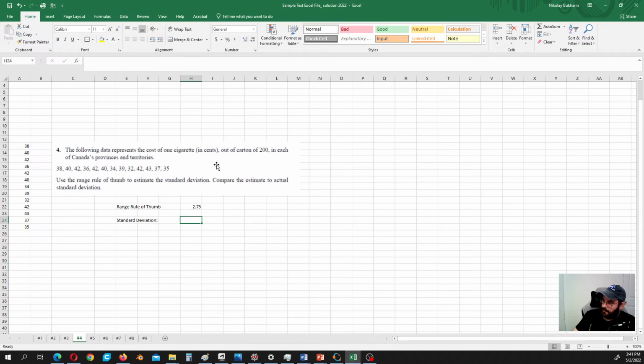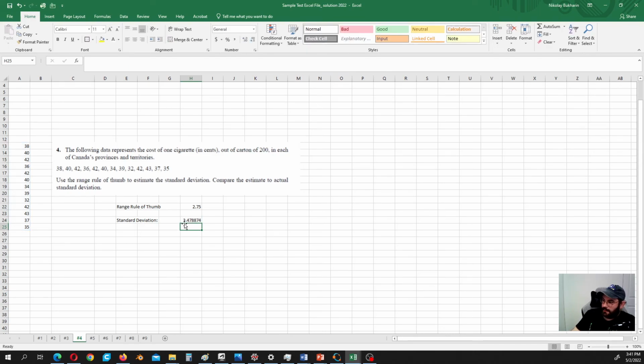And standard deviation, based on the problem setup, this data is the sample of the cost of one cigarette in cents, and that is why we need to use standard deviation of the sample in order to do this calculation. As you remember, standard deviation of the sample is different from standard deviation of population, so it's calculated slightly differently. The formula includes Bessel's correction, and we divide by n minus 1 instead of n in case of population. So be careful with that.